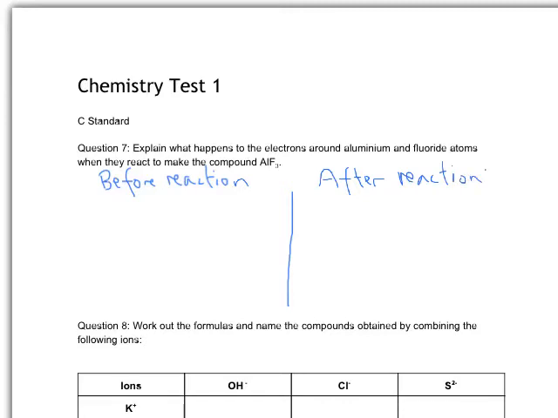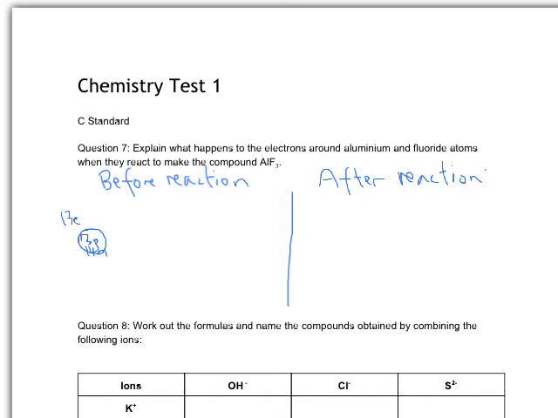So before the reaction I've got aluminium, and aluminium sitting here has got 27 protons and neutrons, because that's its mass, 13 of which are protons, so there must be 13 protons, 14 neutrons. So I've got aluminium sitting here, and it's got in it 13 protons and 14 neutrons. And around it, it's got therefore 13 electrons.